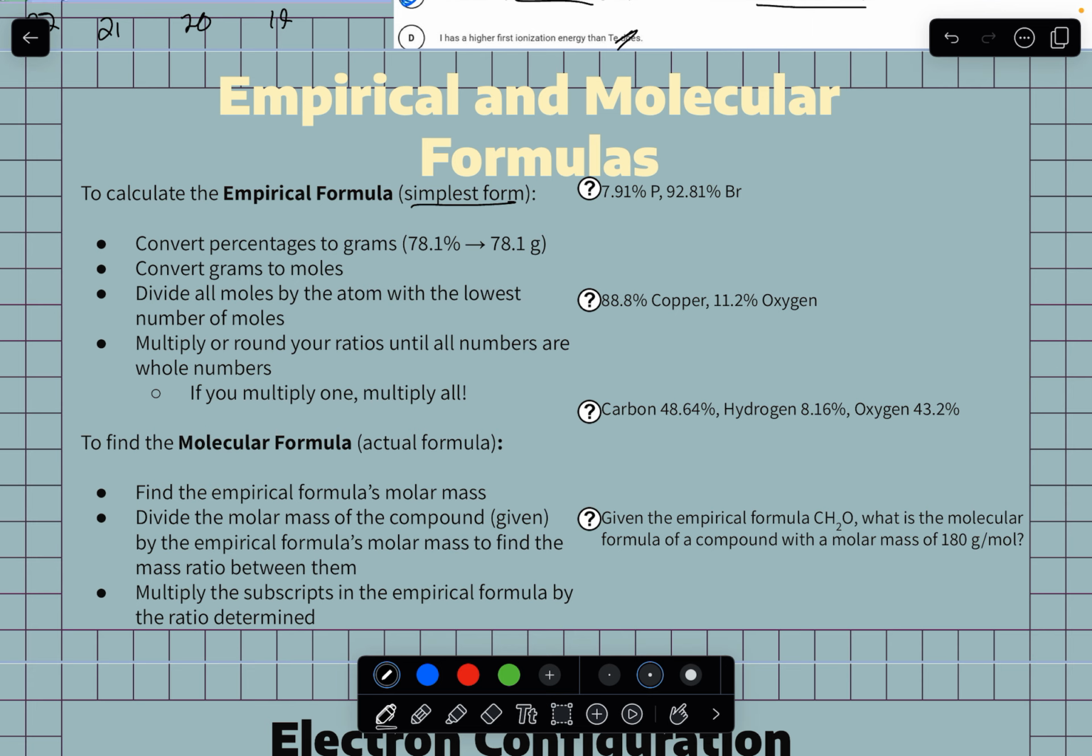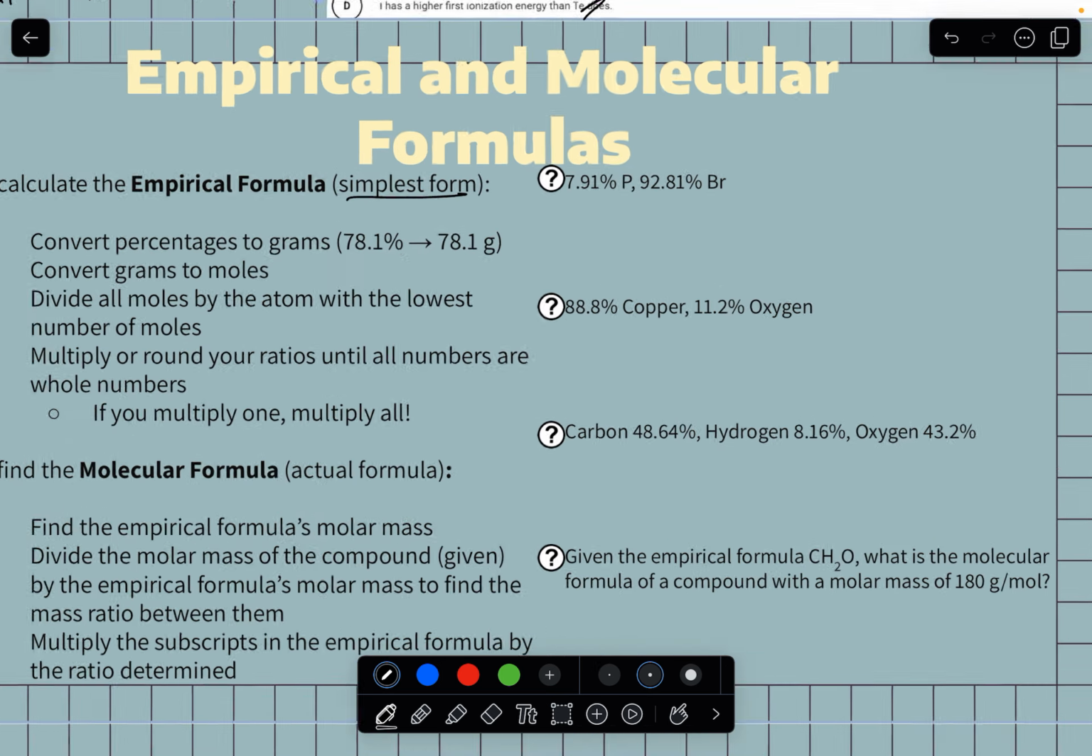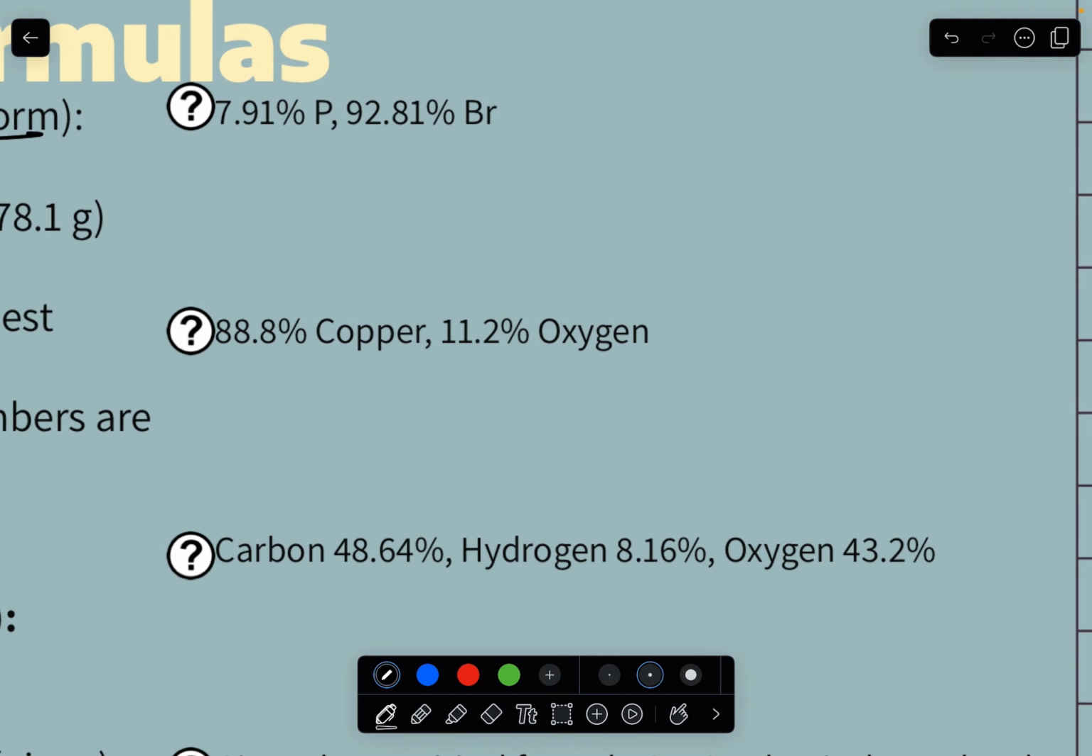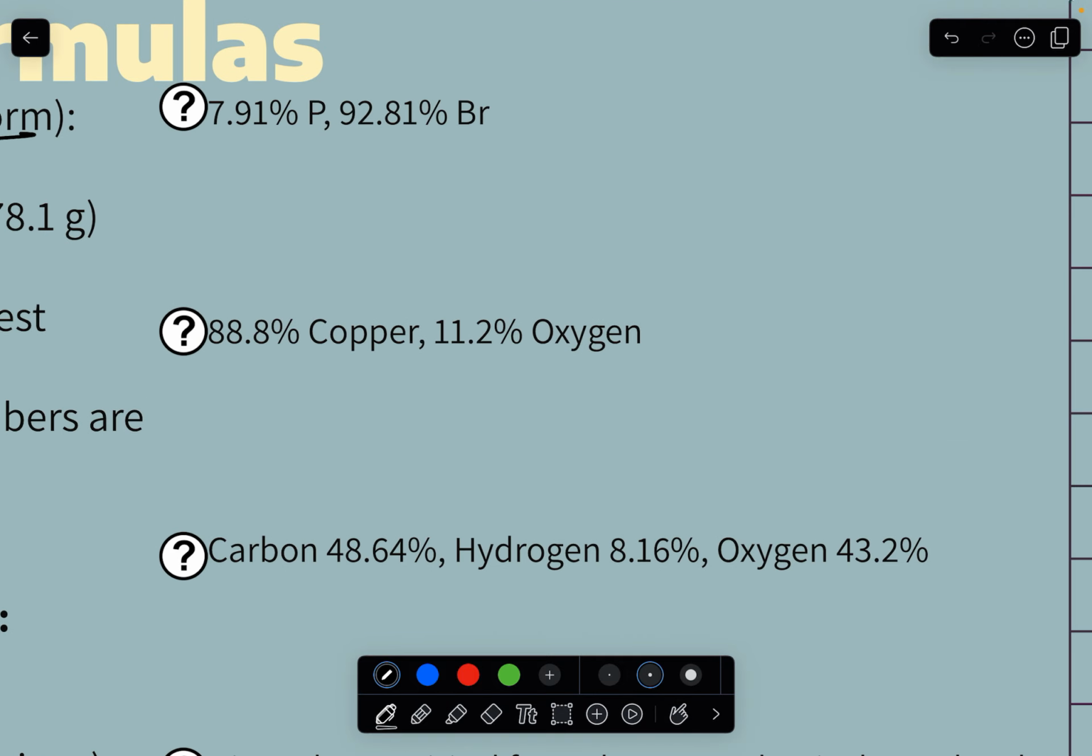So let's do these steps with these questions on the right. Okay. So for 7.91% phosphorus and 92.81% bromine. So we have percentages, we need to change it to grams. The easy way to do with grams is assume you have 100 grams total sample. 7.91% of that is 7.91 grams for phosphorus. 92.81% of that is 92.81 grams.